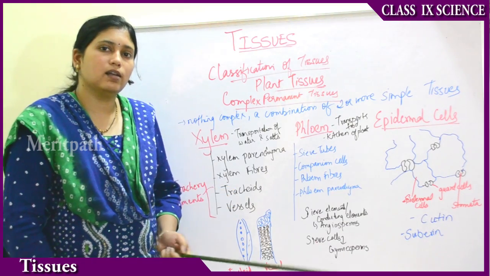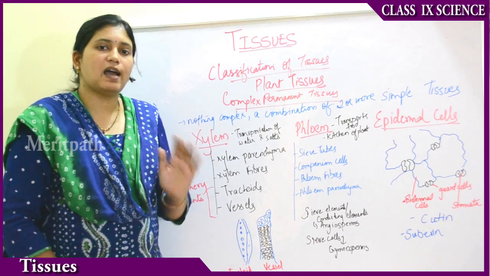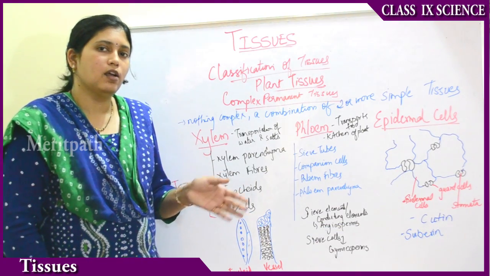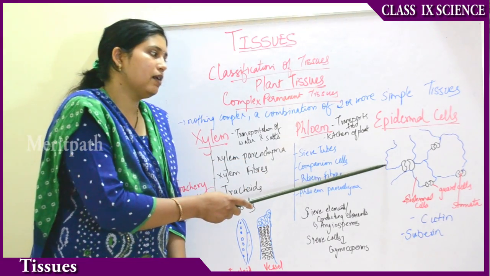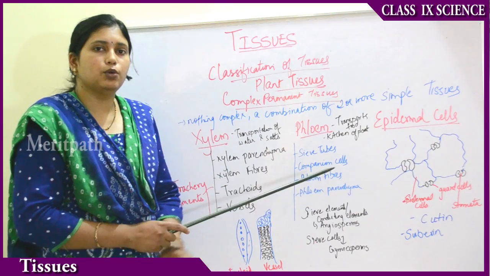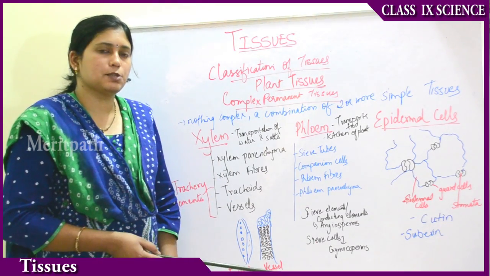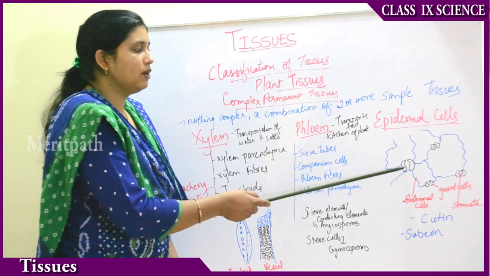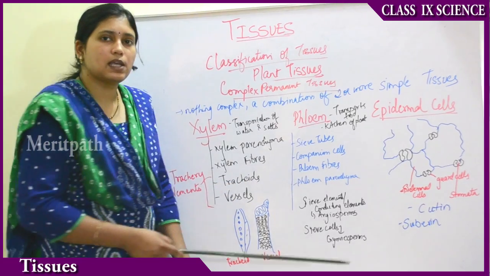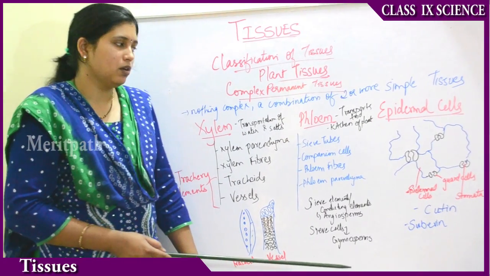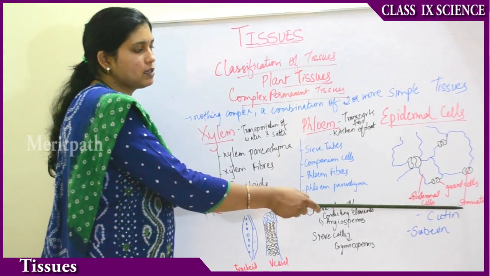They secrete a substance called cutin. It is a waxy substance that forms a coating and protects the leaves from water loss. Epidermal cells are irregular in shape. They do not have any intercellular spaces. Then they have something called guard cells between them. These guard cells help in the process of transpiration. Between the guard cells there is a small space, called stomata.